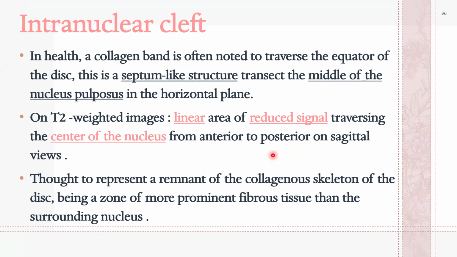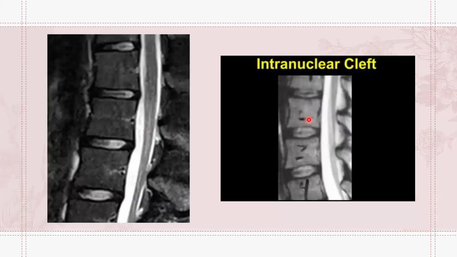Intranuclear cleft is a septum-like structure that transects the middle of the nucleus pulposus, seen on T2 weighted images as a linear area of reduced signal intensity that is located in the center of the nucleus on sagittal view. As we see in this image, this is the low attenuated line that is seen in the nucleus pulposus in the intervertebral disc.